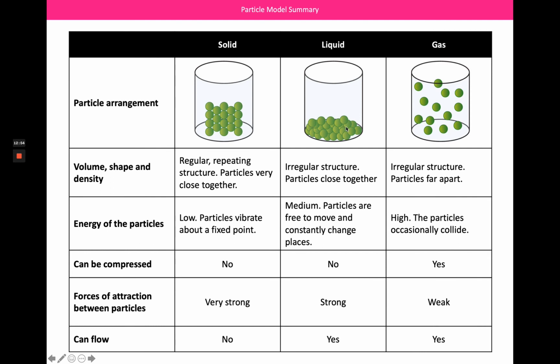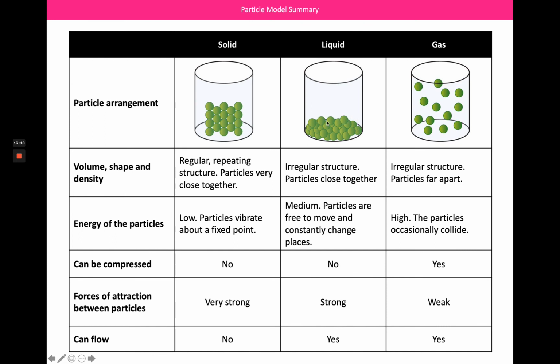If we look at the liquid, we can see that there's a random arrangement of the particles. They are like solids, there is very little space between the particles. Here they are taking up the shape of the container. You can imagine this as being a little bit like having a jar of marbles.